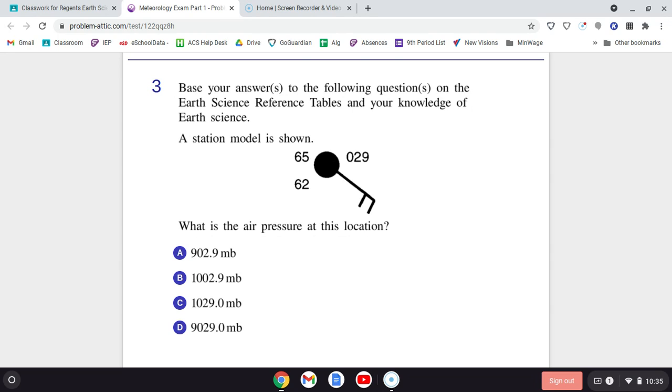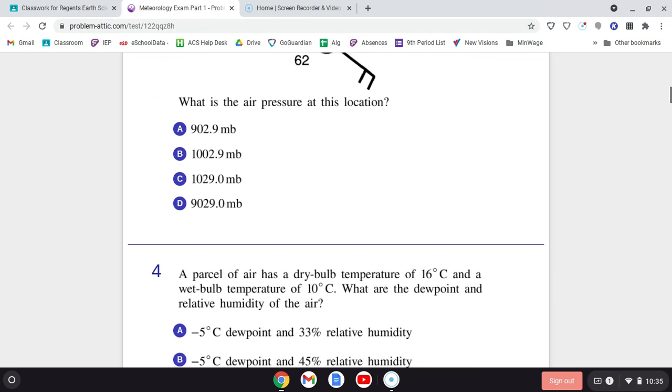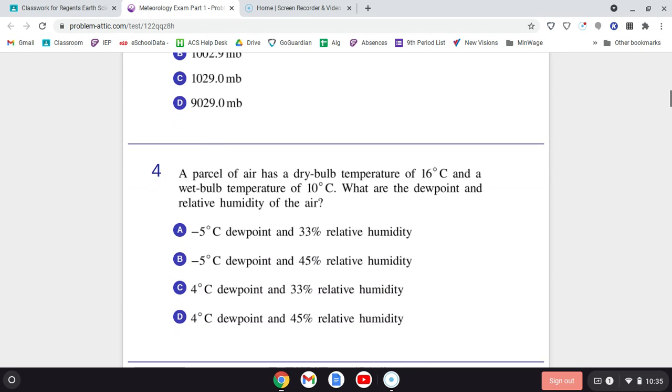Is it okay if I use my calculator on my phone? Okay, for this next one. Are you on number 4? Mm-hmm. All right, number 4.